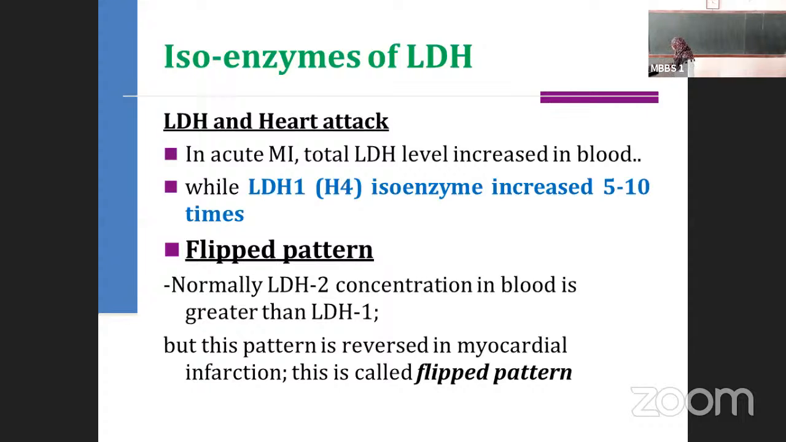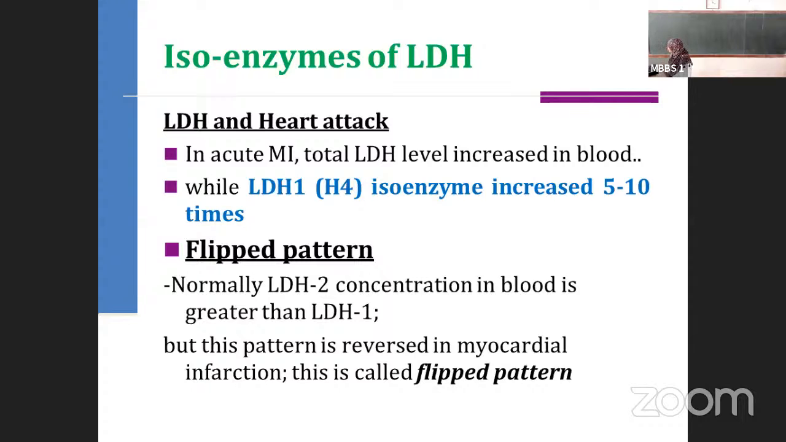It is called the flipped pattern. So what is this flipped pattern? Normally, the LDH2 level in the blood is greater than LDH1. LDH2 is more compared to LDH1. But this pattern is reversed in myocardial infarction, and this is called the flipped pattern. It means that in myocardial infarction, the LDH1 level will be more when compared to the LDH2 level.